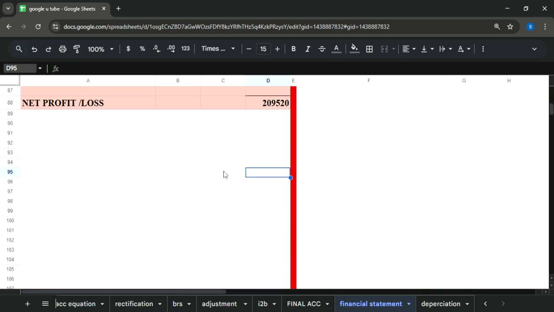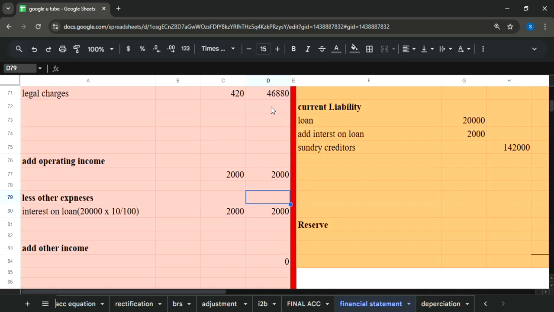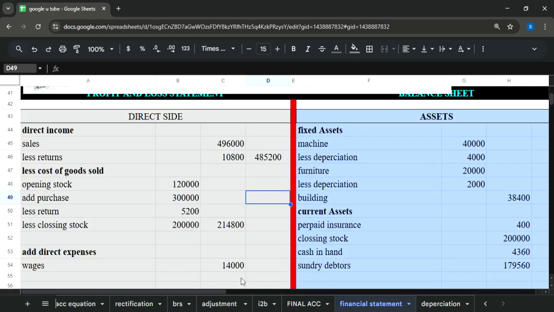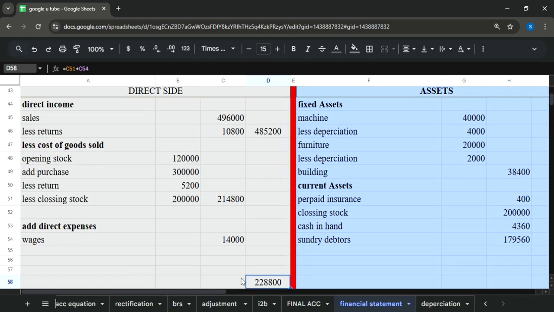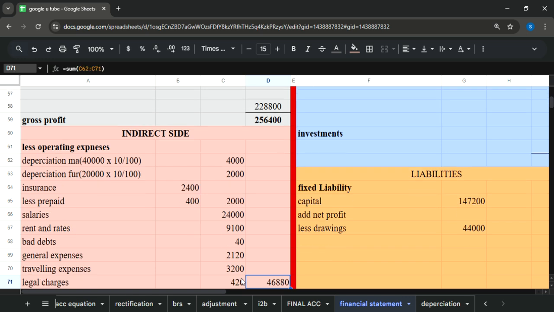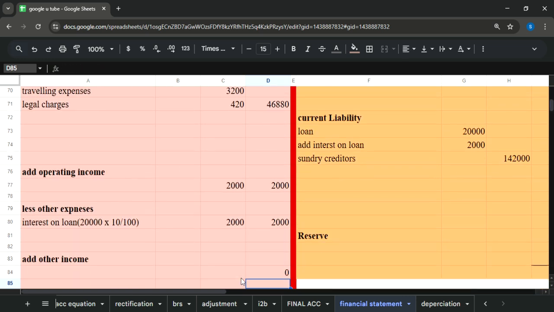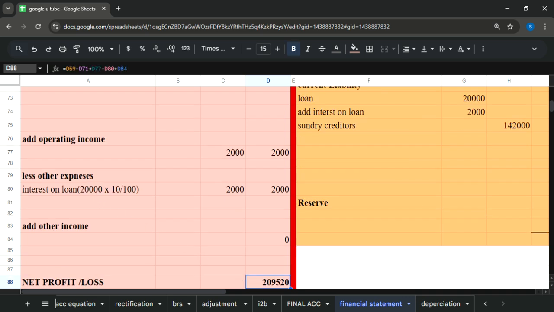So finally we have got 209520, and here you can see 209520 is your net profit. This way our 2 out of 4 parts are completed, and here you can see our net profit. And how did you calculate it? Gross profit minus operating expenses plus operating income minus other expenses plus other income, you will get your net profit.